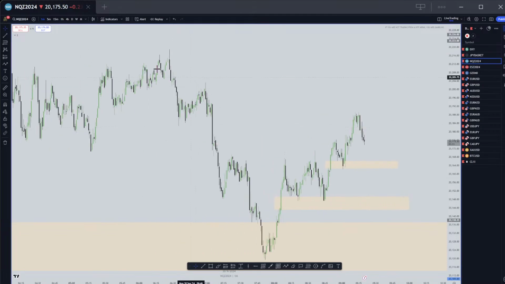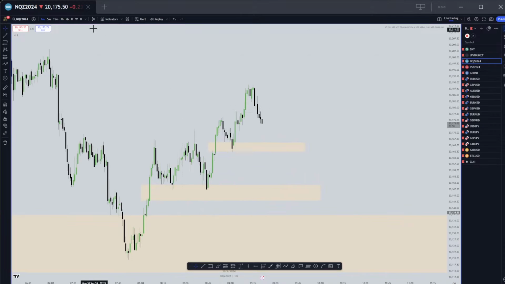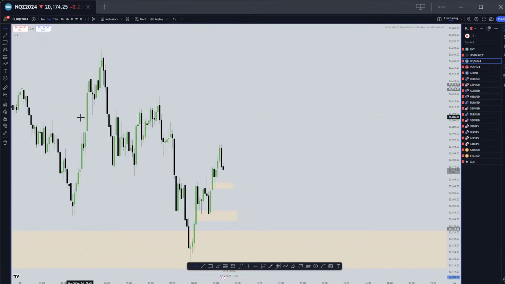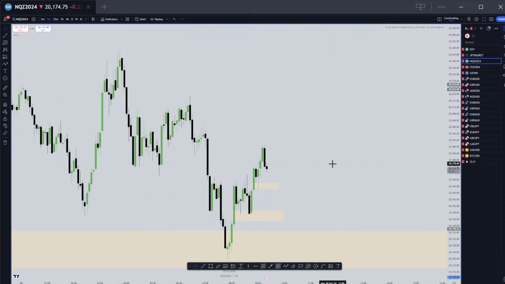This looks so nice. This looks like a 1-minute market maker buy model. So it's nice to see. But the only thing that gives me a red flag is the time. It's before 9:30. That's why I'm not taking this.